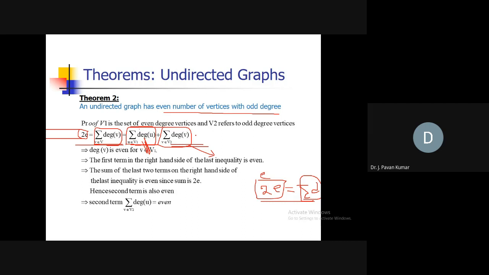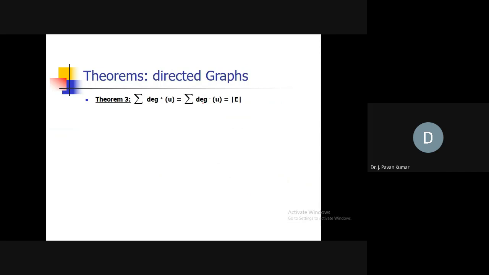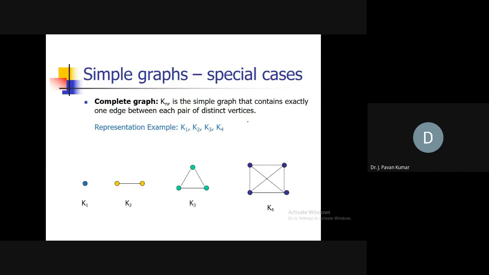Yes. We have discussed this in detail in the initial classes. You can go through the videos if you have any doubt. Next, this also we have seen: the sum of in-degrees of all the vertices and the sum of out-degrees of all the vertices are equal, and equal to the number of edges in the graph.